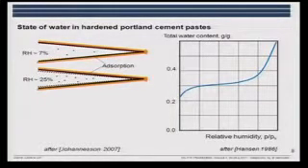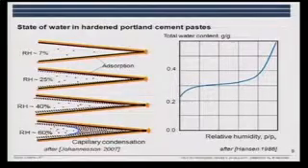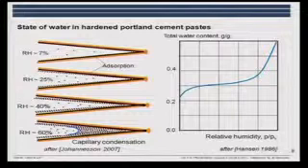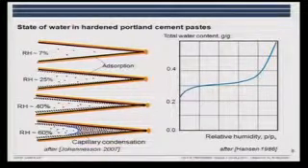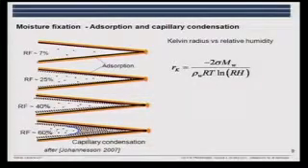If we start from a dry material and add an increasing amount of water vapor, we will see adsorption on the surfaces as indicated here. Initially there will be one layer and then additional layers. At around 45–50% relative humidity, we start to have capillary condensation. And then you will see an increase in the water content. The capillary condensation can be described by Kelvin's equation.